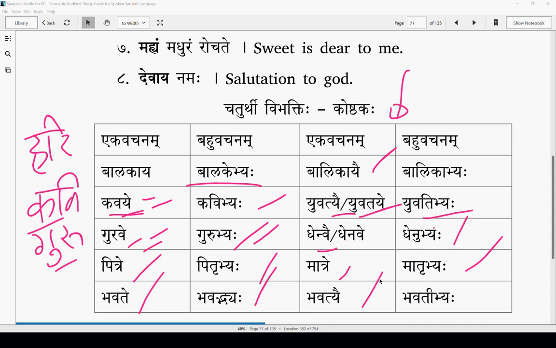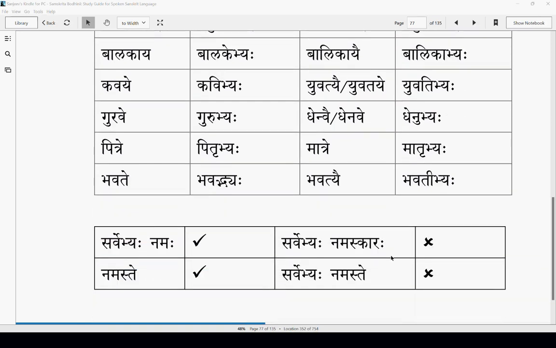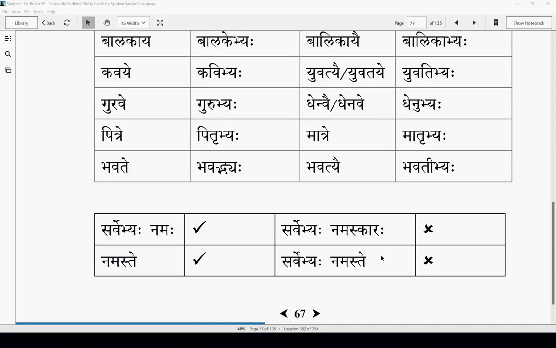Dhenu, Dhenvai or Dhenave, both are valid. Dhenubhyaha. Matru becomes Matre, Matre namaha, Matrubhyaha namaha. Bhavatyai, strilinga, like Nadi shabda, like Nadi only, there is no difference. Sakhi, Nadi. Bhavatyai pustakam dadami, etc. And Bhavatibhyaha namaha.